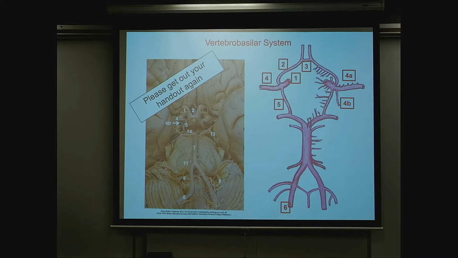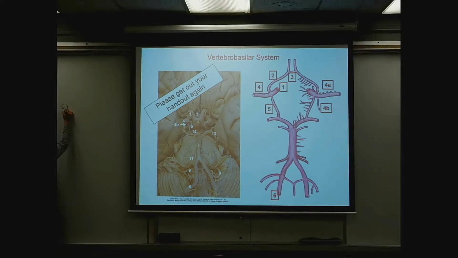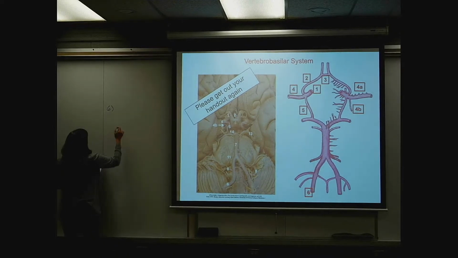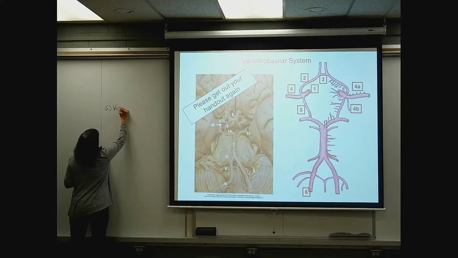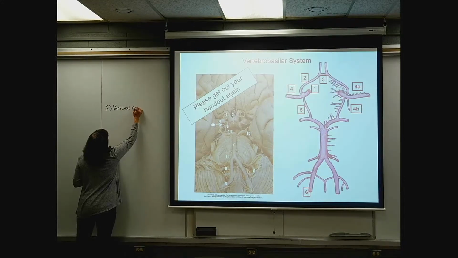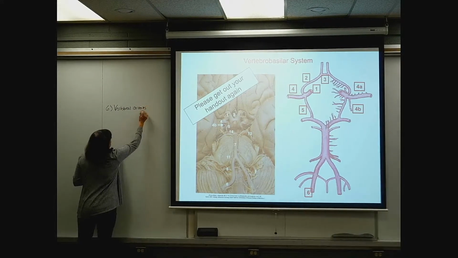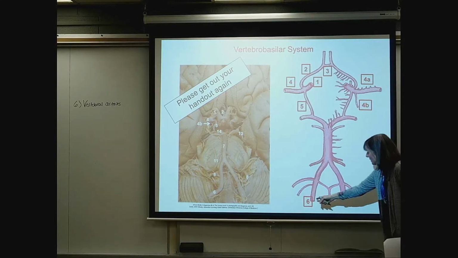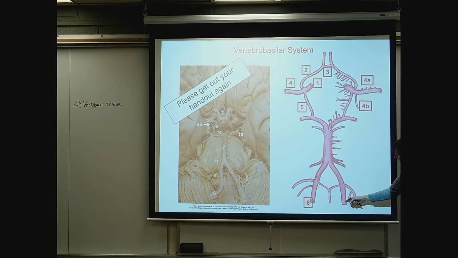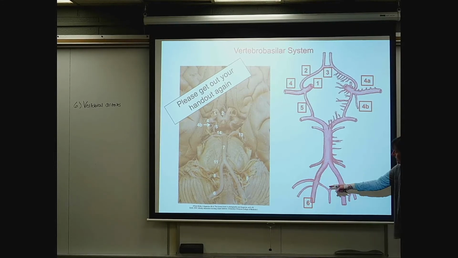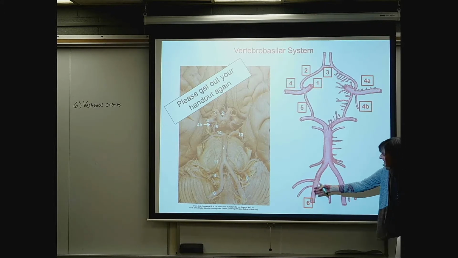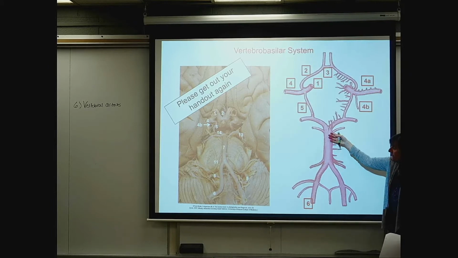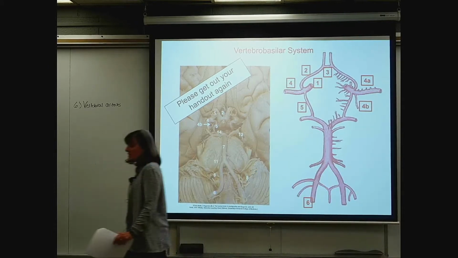Let's go for 6. 6, these are the vertebral arteries. And so there's 2 of them. It's only labeled here, but this is a vertebral artery, and this is a vertebral artery. There's going to be branches of other arteries coming off of those that I'll talk about in a minute. But right now I want you to notice that these 2 vertebral arteries come, and as they ascend, they're going to fuse into the basilar artery.